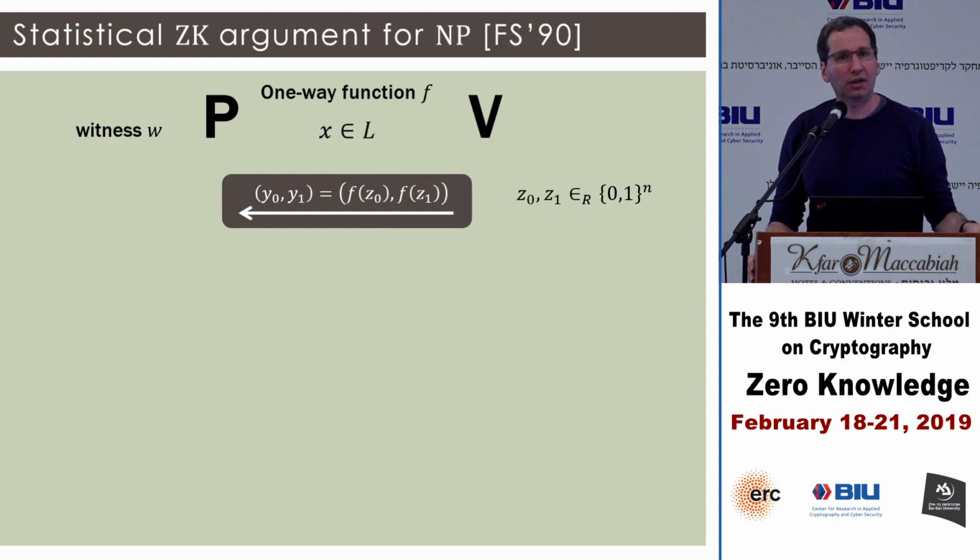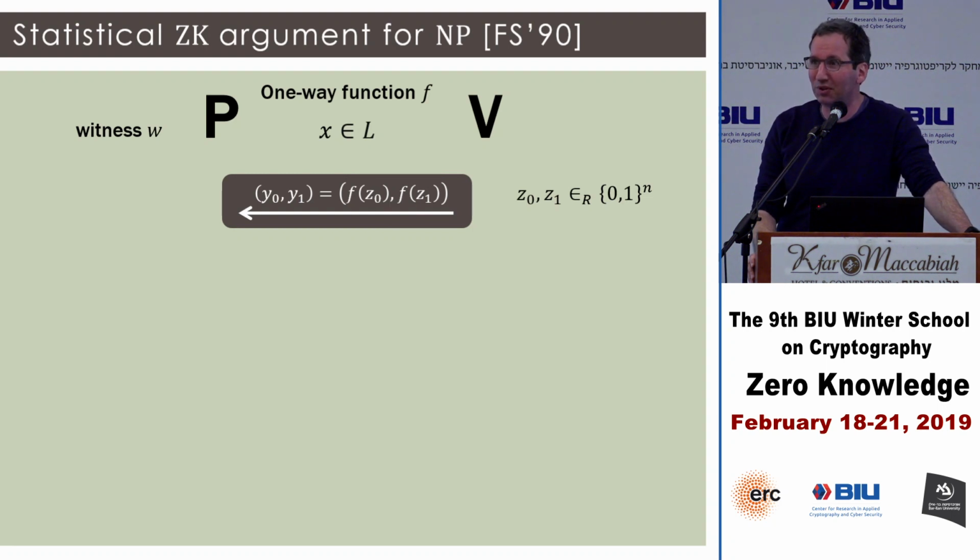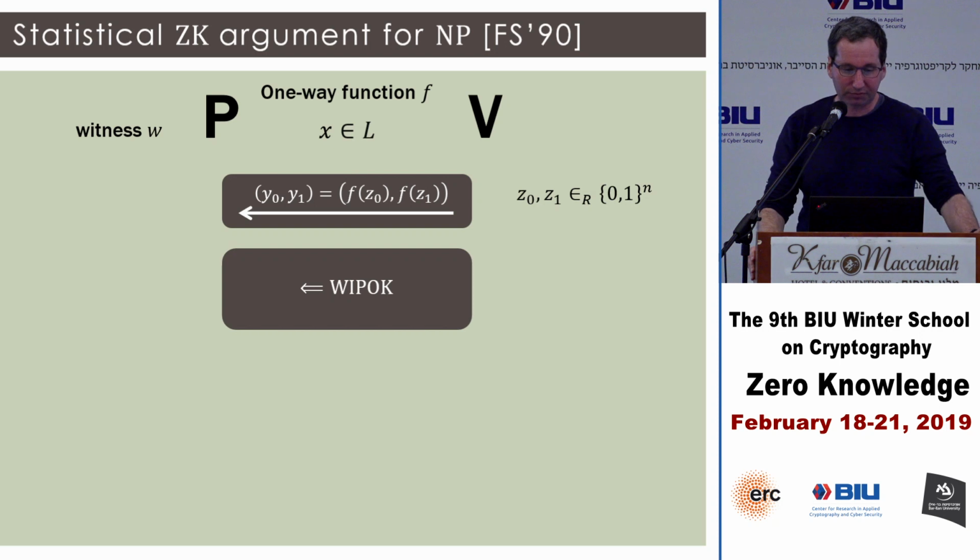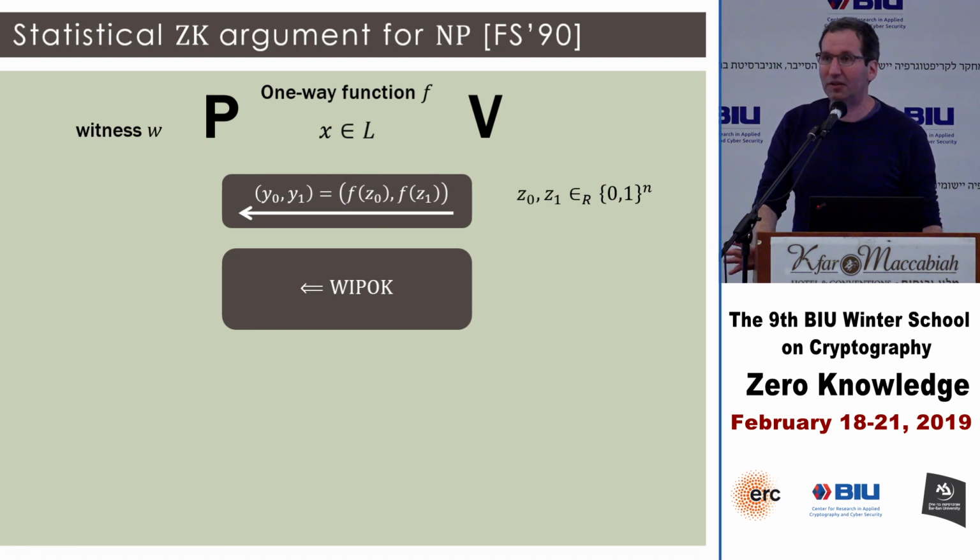Now, if you get Y0, Y1, and you define the language whose witnesses are Z0 or Z1, like a pre-image of one of Y0, Y1, first of all, notice that it's hard to find a witness for this language on the average, right? Because it's hard to invert the one-way function. And also, every instance of this type has more than one witness. It's either Z0 or Z1. So it's an artificial way to generate a hard on the average instance that has more than one possible witness. Okay, so that's the idea of this message. And now the prover and verifier engage in the witness indistinguishable proof of knowledge of a statement that I'll define in a second.